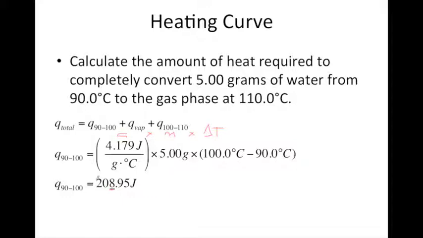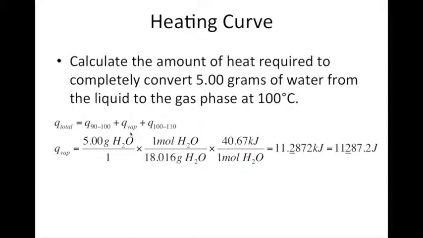Okay. So now let's look at our second value. This isn't the final answer. We now have to calculate the Q for vaporization. To do this, I have to take the 5 grams of water and I have to convert it to moles. I have to do that because the enthalpy of vaporization is 40.67 kilojoules per mole of water. So I've got to convert my grams into moles. Very important to pay attention to your units. Therefore, my grams cancel, my units of moles cancel, and I end up with units of kilojoules.